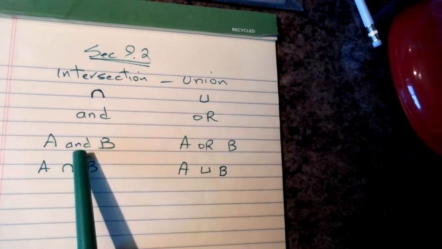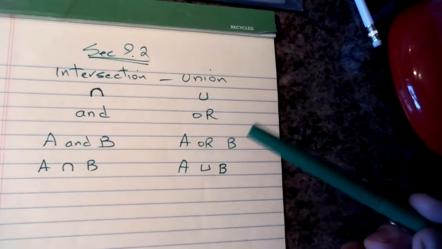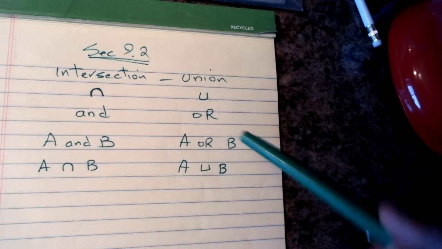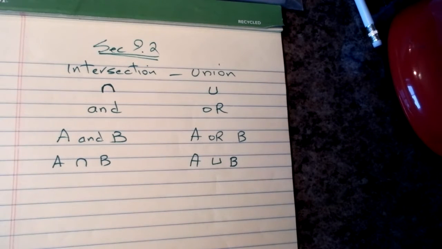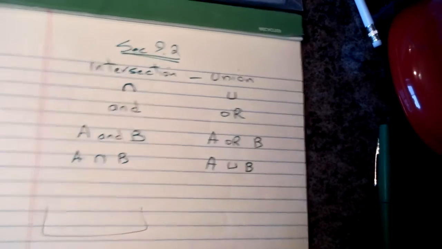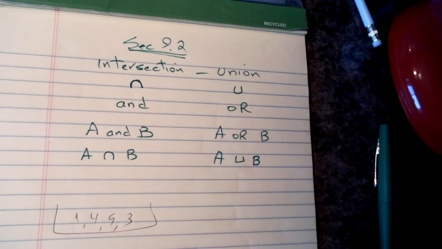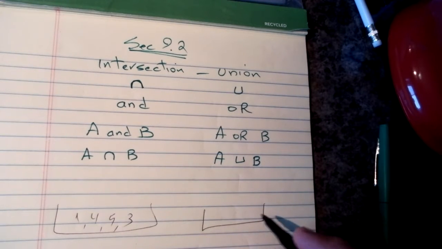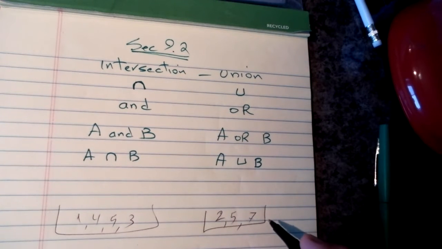We also say A and B. The word "and" is a sign for intersection, and "or" is also for union. Now, let's say in one basket I have some marbles, and I've labeled those 1, 4, 5, 3. And in the second basket, I also have some marbles, and I label those 2, 5, 7.